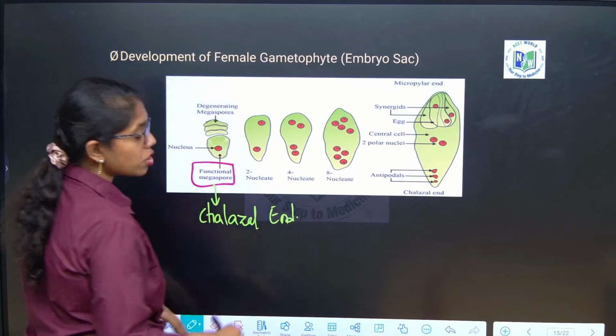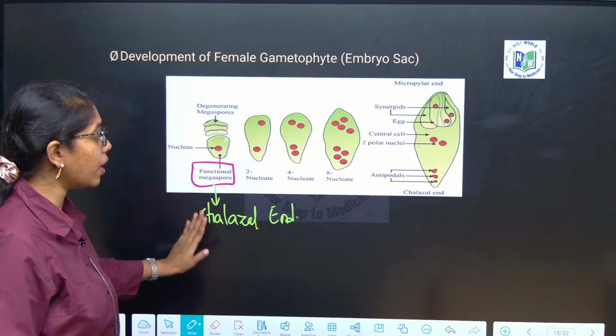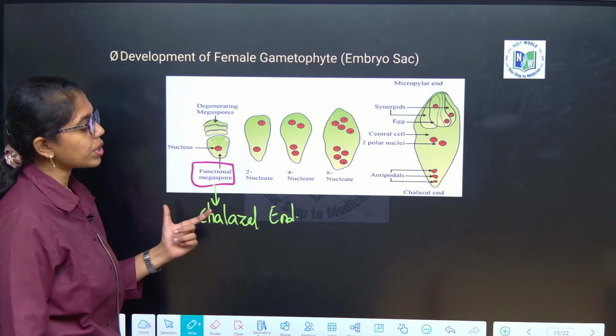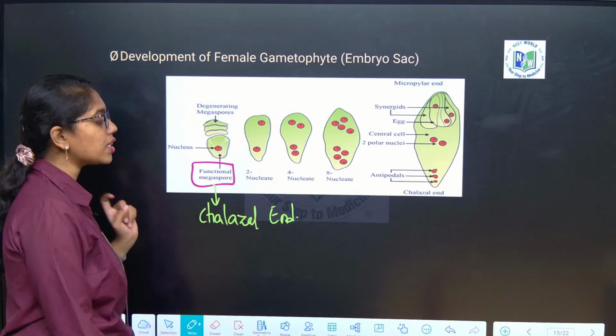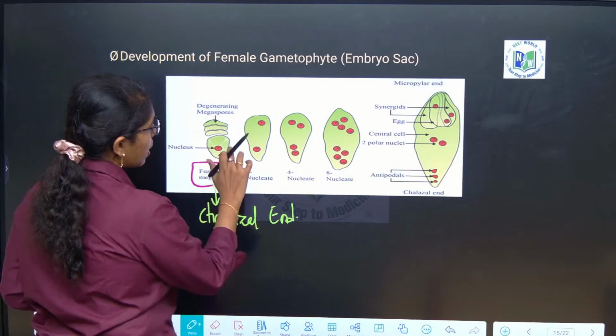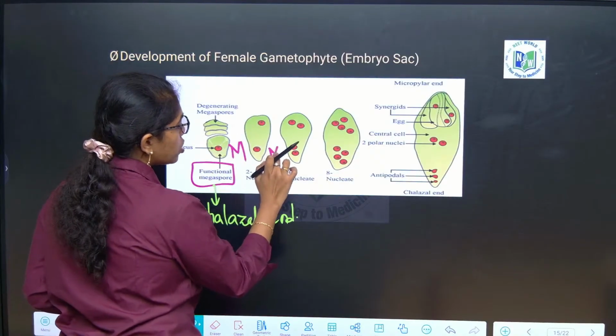How many divisions does it undergo? No worries, I'll repeat once again about megasporogenesis, but now analyze the process properly. One functional megaspore, which is at the chalazial end, will undergo 3 sequential mitotic divisions. After first mitosis, 2 nuclei are formed.